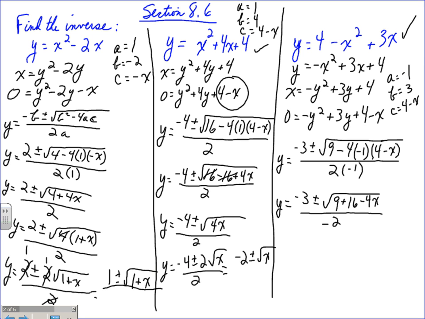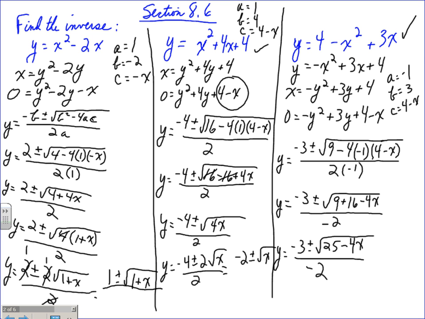Simplify inside here, the radical. Nine plus 16 is 25, minus 4x, all over negative 2. Okay, hang in there with me. Do you think I can take that square root of 25 and take it out of there? No, because it's not factored. I can't. And I can't take the square root of the 4 either, can I?